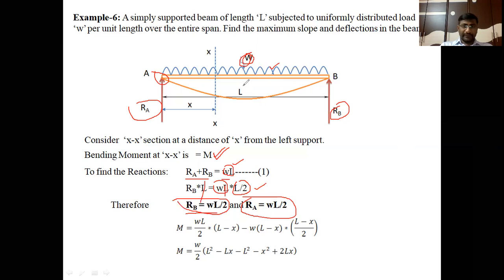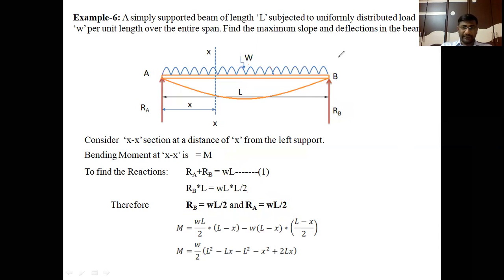So total load acting on the beam is WL, which is shared by the supports equally, WL by 2, WL by 2. After getting the reaction forces, we can write the moment equation about XX. So how to write the moment equation about XX? Bending moment at XX means the moment developed by all the forces on the right side of the section.